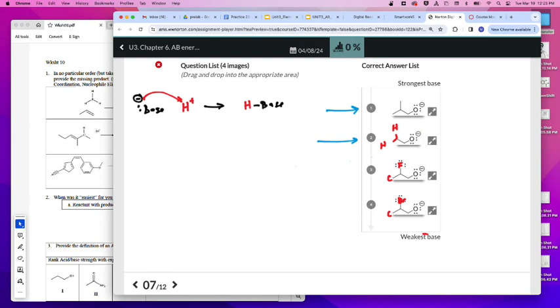Well, it's more electronegative than carbon and hydrogen, so it should be weaker. Awesome. Did you compare fluorine to bromine? Which one's more electronegative? Fluorine. Fluorine, which means the fluorine one is weaker than your bromine one. And then the carbon and the hydrogen, we just guess. It's a coin toss.